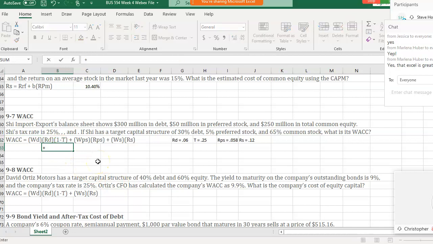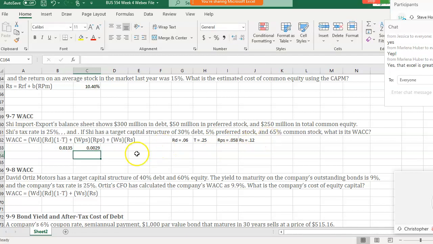So I'll do the weighting of the D first. So WD is 0.3, and then I'll multiply that by R sub D, which is 0.06, and then I'm going to multiply that by 1 minus T, 1 minus 0.25. So that right there gets me my weighted cost of capital for debt. Let's do the preferred stock next. So that weighting on preferreds was 0.05, and I multiply that by my return on preferred stocks, which is 0.058.